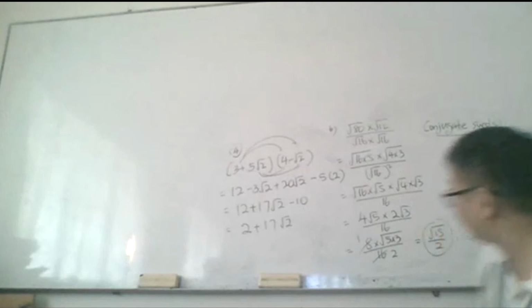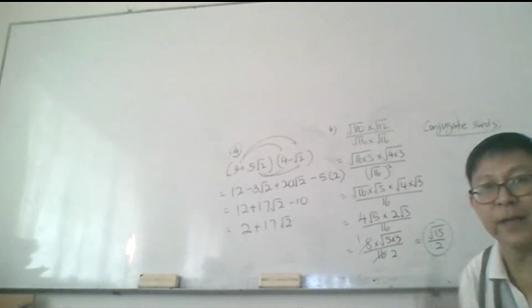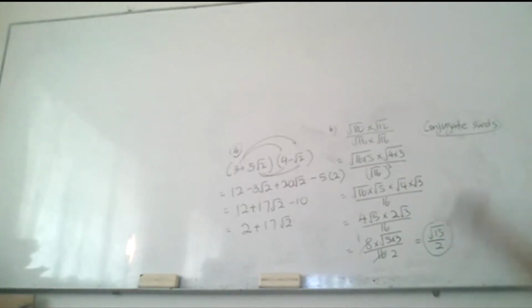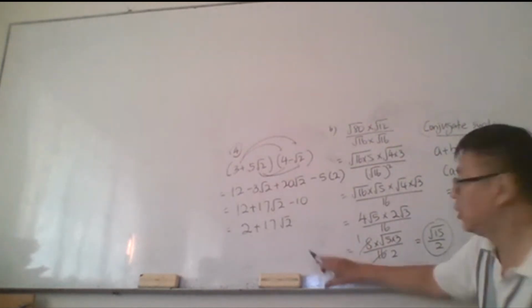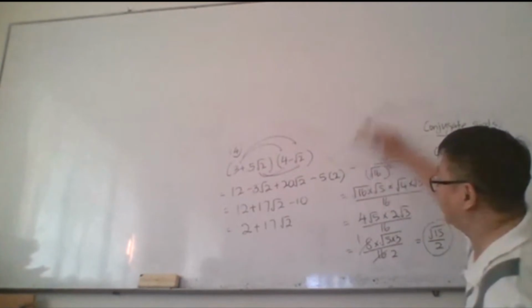Okay, very good. Now, conjugate surd is something like what we learned in lower form. So remember A plus B and A minus B. If this is plus, this is minus. So that when A plus B multiplies A minus B, you get A squared minus B squared. So today I will tell you about the conjugate.